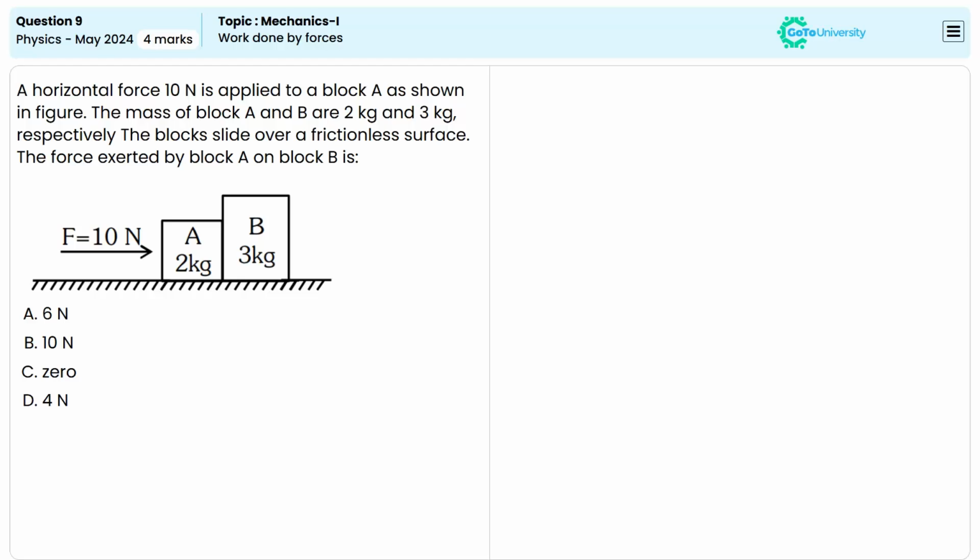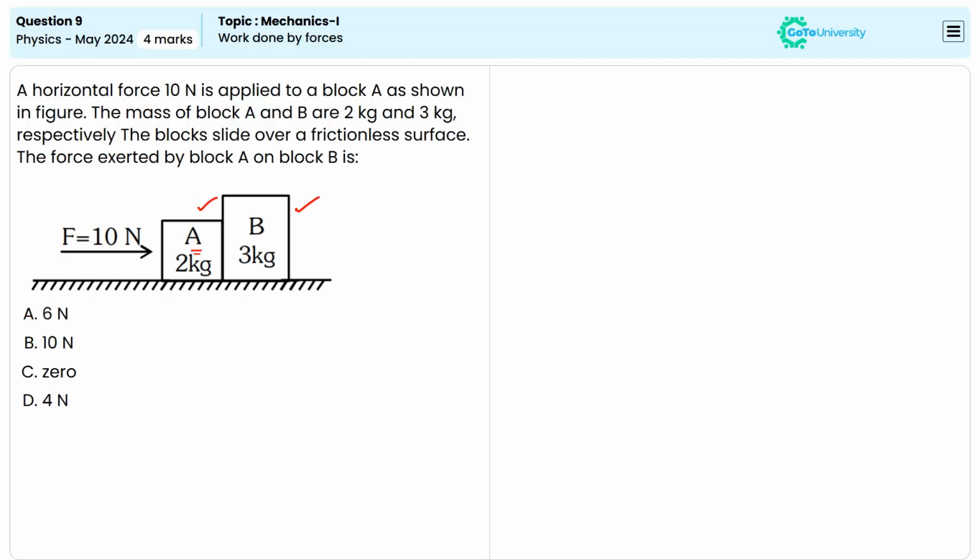In this question, we have two blocks A and B with masses of 2 kg and 3 kg. A horizontal force of 10 Newton is applied to block A, and the question here is about calculating the force exerted by block A on block B.